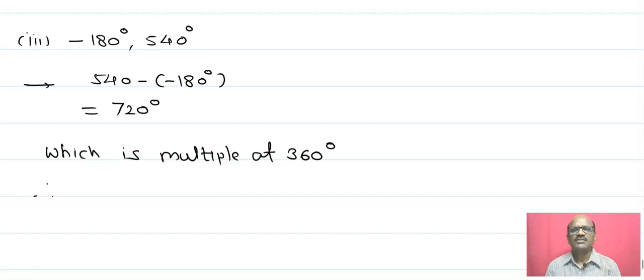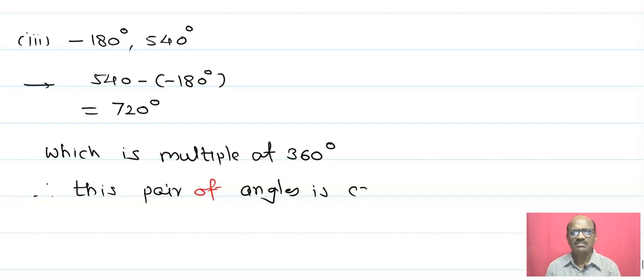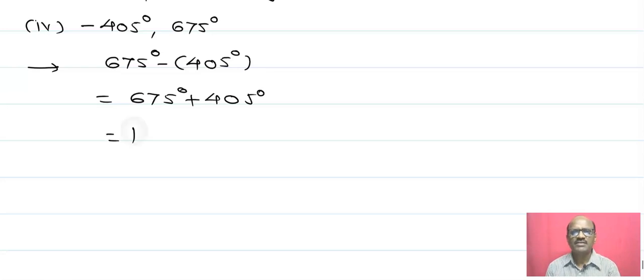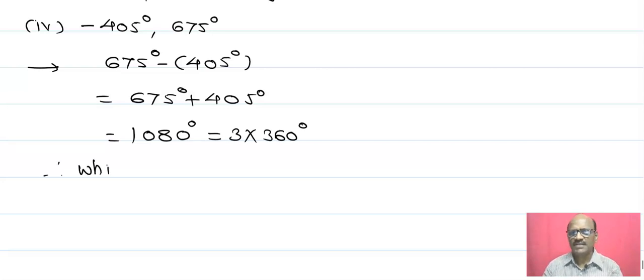To find out multiples of 360, we require three tables: the table of 90, the table of 9, which is simple, and the table of 18, or someone must know the multiplications of 36. Now next is 675 minus (minus 405) degrees. Therefore it comes to 1080, which equals 3 into 360. Again it is a multiple of 360, and the given angles are coterminal. These are very easy problems.